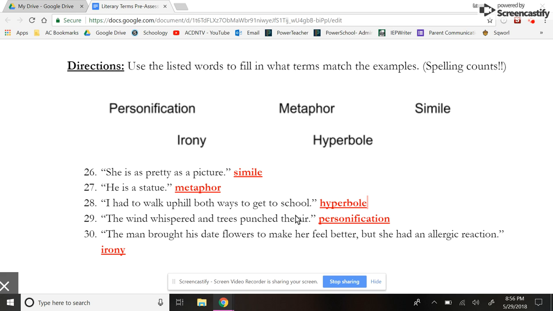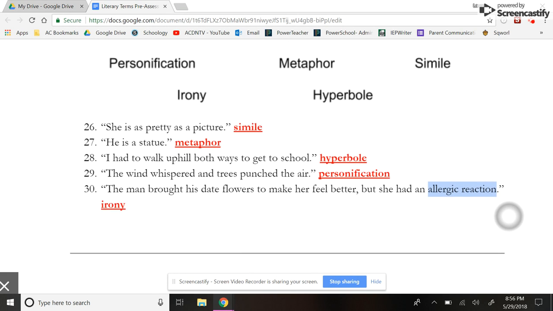The wind whispered and trees punched the air. We have personification because trees here are supposed to be punching the air, which is a human trait. And the wind whispered, which again is something that only people do. The man brought his date flowers to make her feel better, but she had an allergic reaction. By process of elimination, we're left with irony, but this is correct because he tries to bring her flowers to make her feel better, and we expect that it will, but instead she has an allergic reaction, and so the opposite becomes true and she feels worse.